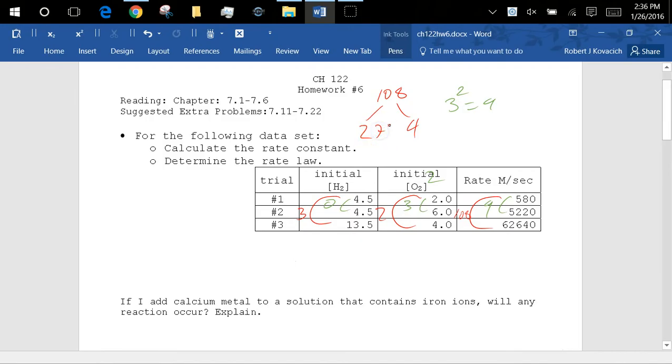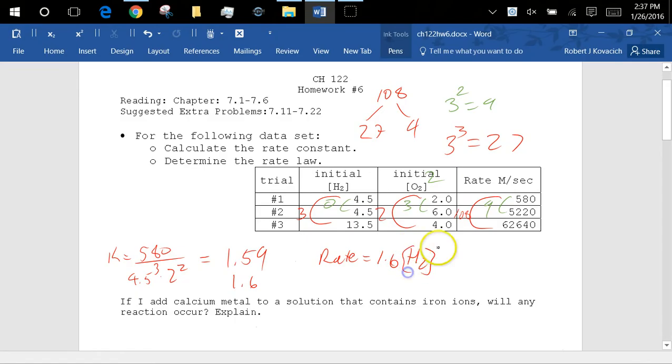Okay, so that means that the hydrogen concentration change has to be responsible for that 27. So when is 3 equal to 27? When it's third order reactant. We okay with that? Okay, so I've got K is equal to 580 divided by 4.5 cubed times 2 squared. So 580... 1.59. So 1.6. So then rate is equal to 1.6 hydrogen cubed, oxygen squared. There's your rate law.